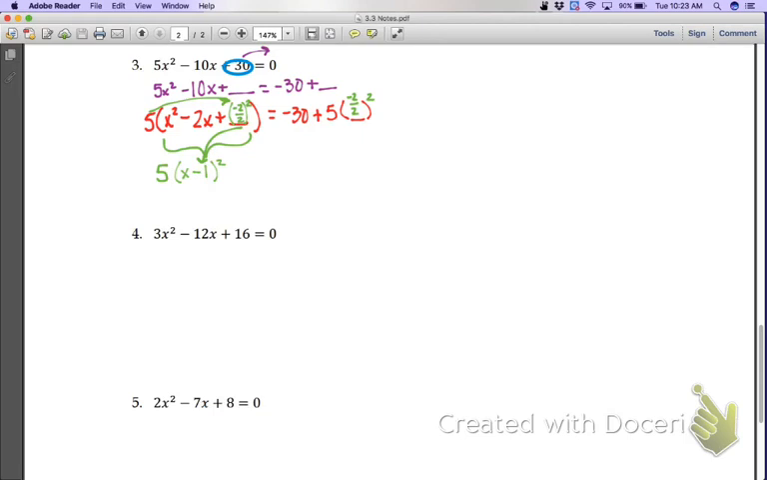So, I need to set the right side. I have negative 30. What's negative 2 divided by 2? Negative 1. What's negative 1 squared? 1. What's 5 times 1? 5. So it's adding 5. So what's negative 30 plus 5? Negative 25.